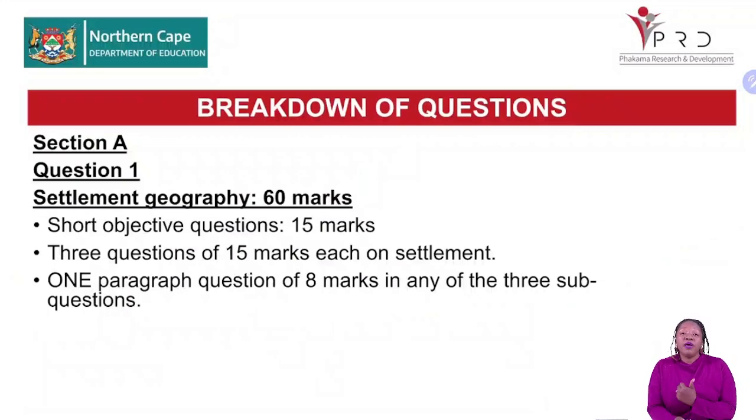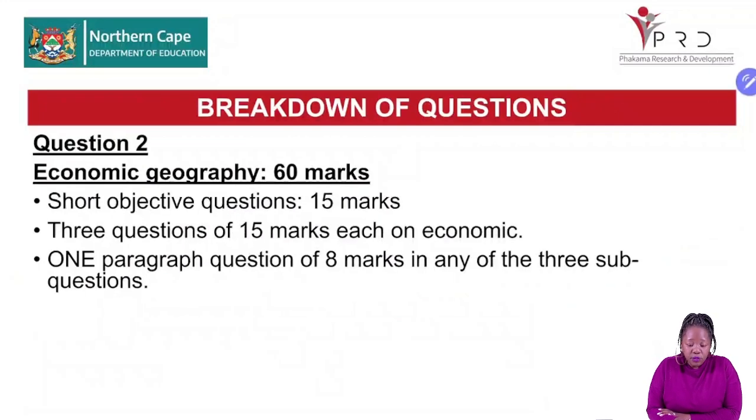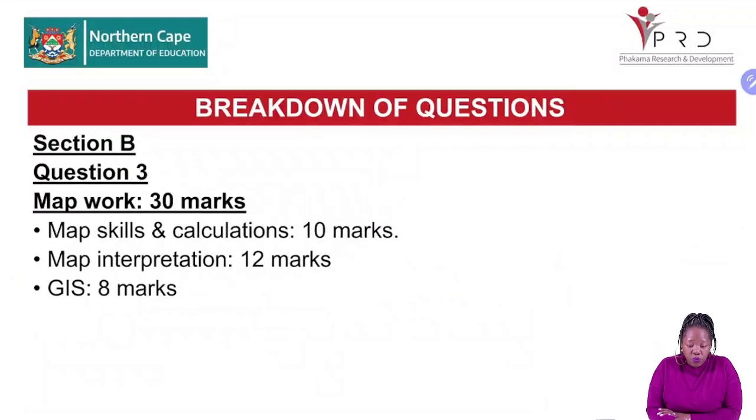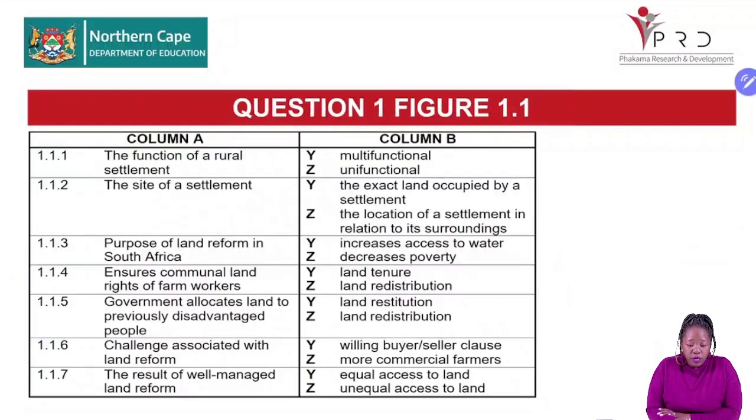Remember, you have your Figure 1.1 and your Figure 1.2. Together they make 15 marks. And then after that, you will have 3 questions, where there are 15 marks on each question. Based on those 3 questions, you will have one long question, a paragraph question, that is worth 8 marks.